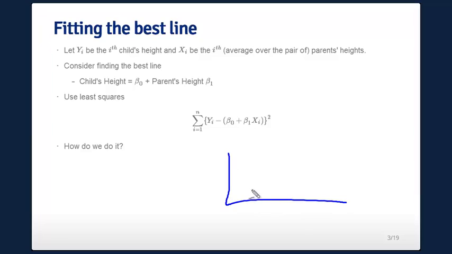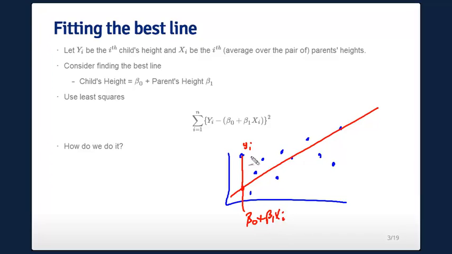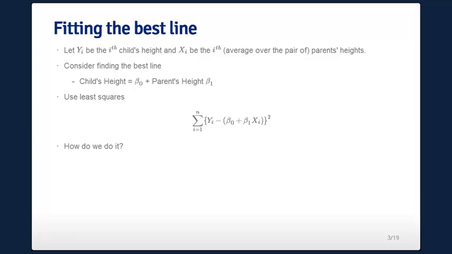In a pictorial sense, if we have a bunch of data points like this, we're trying to fit the best line through the data that minimizes this distance. This would be yi, and this point right here would be beta naught plus beta 1 xi. We want to minimize the sum of these squared vertical distances. And we square them, of course, so that we have always positive things, so that being a certain distance below the line is equivalent to being the same distance above the line. So how do we do it?